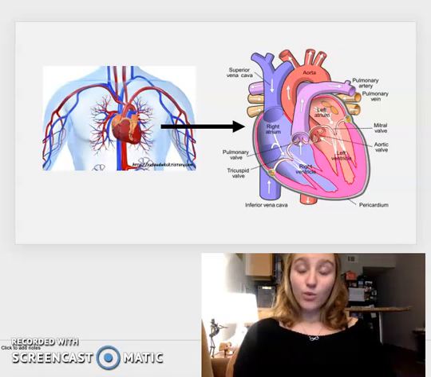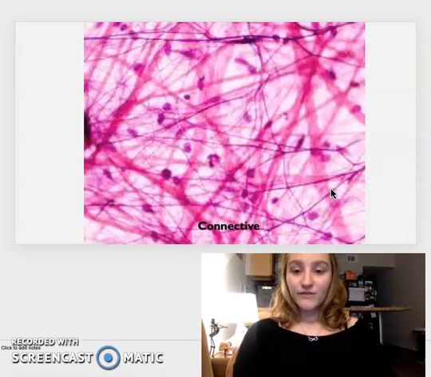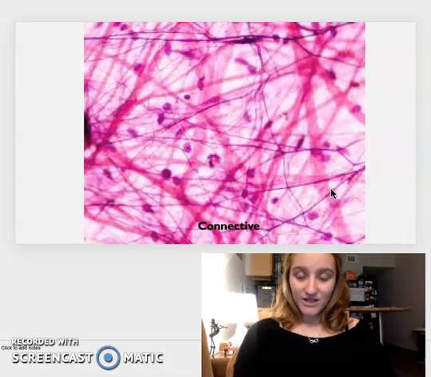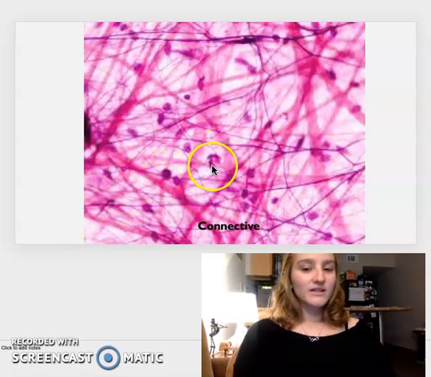So we're going to dive one level deeper into the heart, and we're going to see that the heart is made up of what we call tissue. Tissue is groups of cells that are based on similar functions. There are 4 types of tissues here. Your first one is your connective tissue. You can kind of see the cells in the tissue. These dark circles are going to represent the nucleus of those cells.